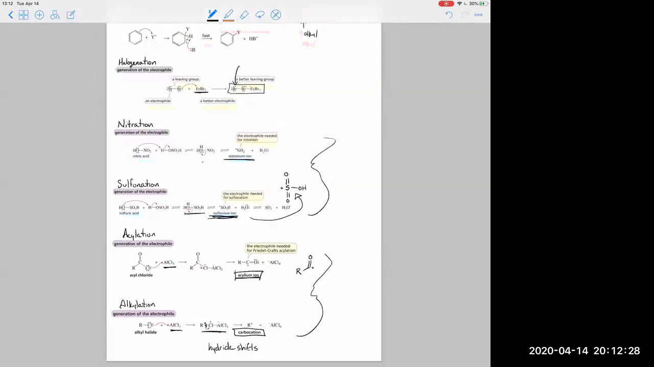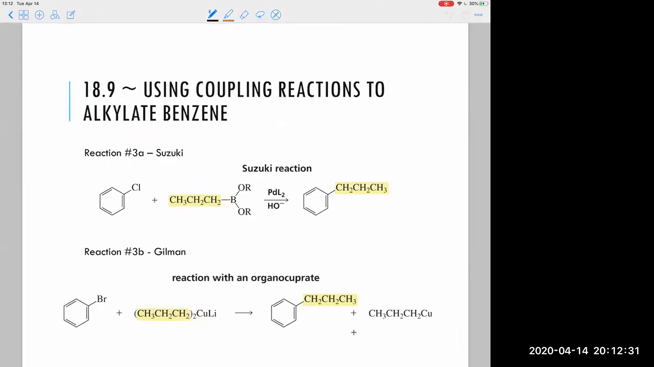Okay, one other thing that we sort of ended with was just reminding everybody that we actually already learned about two different ways that we can alkylate benzene rings. We did this all the way back in chapter 11 in our organometallics chapter, and that is the Suzuki reaction or the Gilman's, both of which will react with what were called aryl chlorides or aryl bromides, aryl halides. But this is just yet another way that we can alkylate those benzene rings.